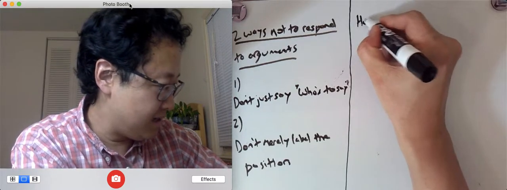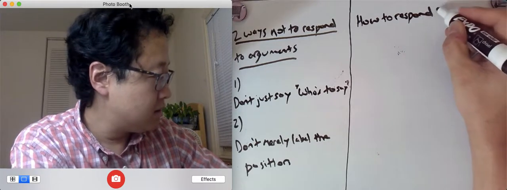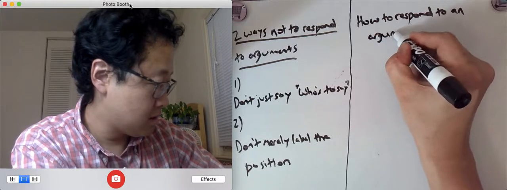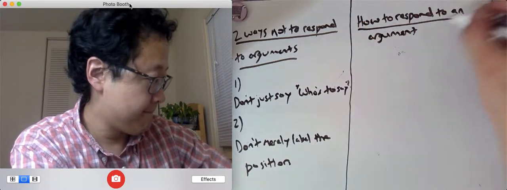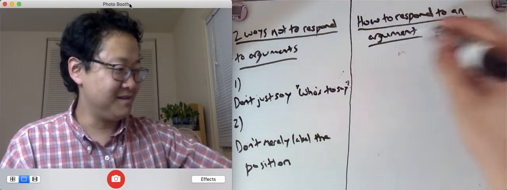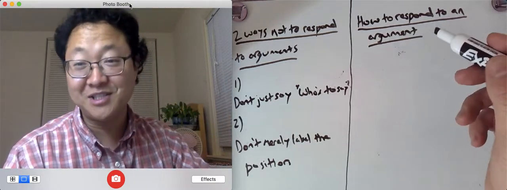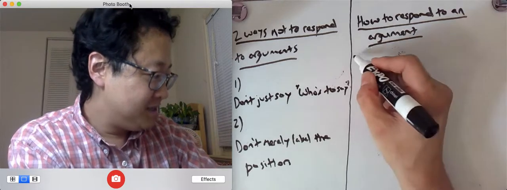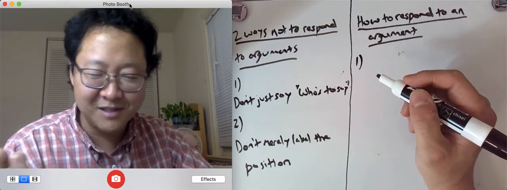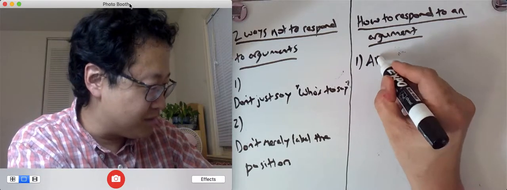So how to respond to an argument. Okay, I kind of end up going diagonal. Anyway, what we mean by this is how to rationally respond to an argument. And step one is, let's say you're not convinced that some argument someone gives you is correct, then you want to attack the truth of the premises.